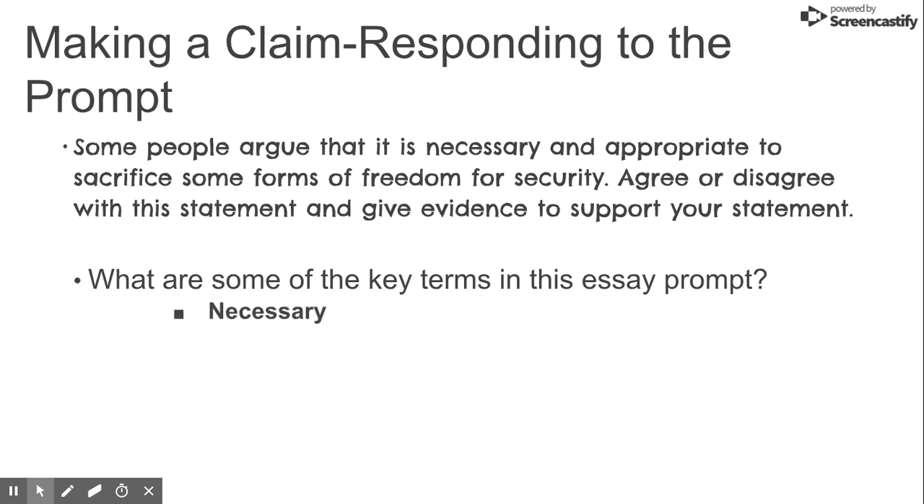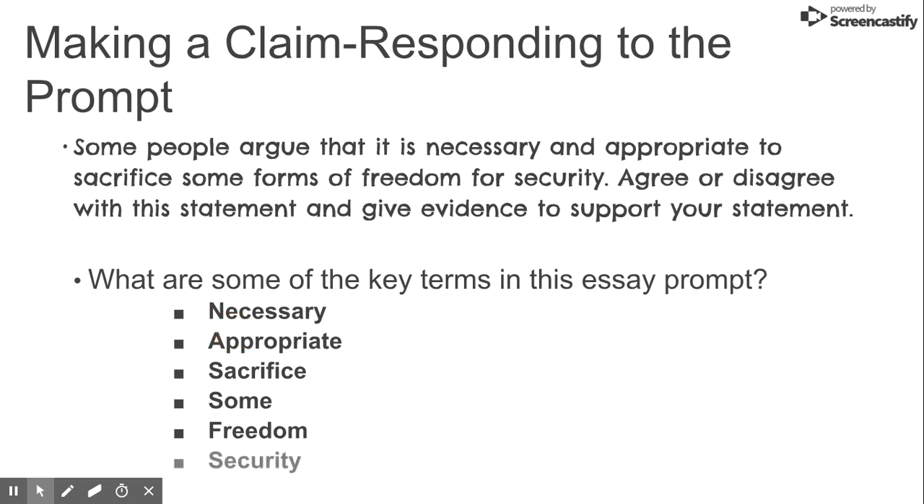Necessary, appropriate, sacrifice, some, freedom. Can you guess the last one? Security. What does necessary and appropriate mean? Those are terms that you're going to need to define in your essay if you are writing this one.